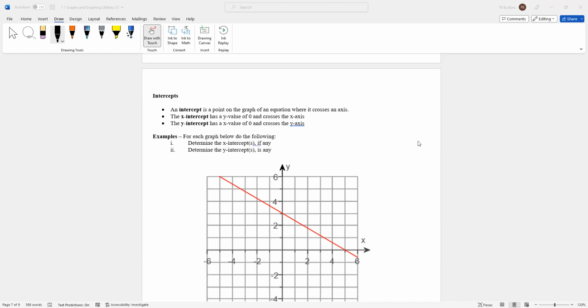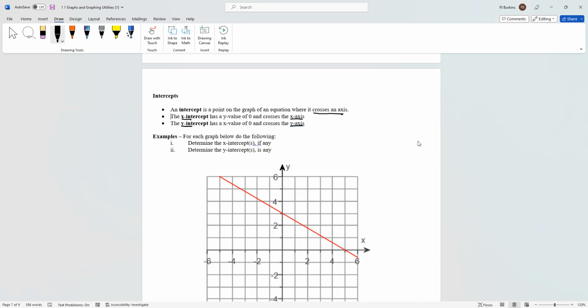Well, it's nothing more than where a function crosses an axis. And remember, we have two axes. We have the x-axis and the y-axis. So where we cross the x-axis is our x-intercept, and where we cross the y-axis is our y-intercept.